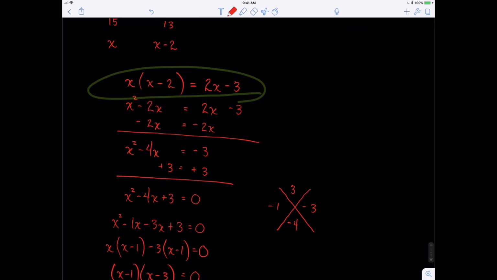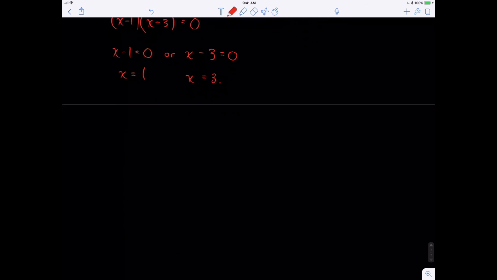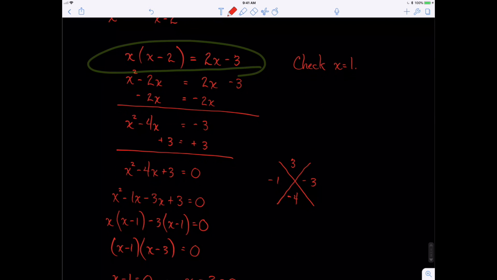So let's do that. Here's our check. We'll try the first one. That was a 1. X is 1 or 3. So let's check. X is 1. So if I take 1 times 1 minus 2, that's going to be negative 1. And on the right-hand side, if I take 2 times 1 and I subtract 3, look at that, negative 1. That worked.